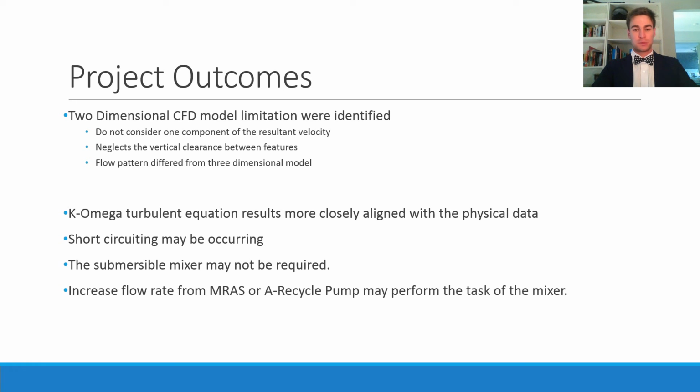The use of submersible mixers may not be required by increasing the flow rate from either the MRAS pump or the A-recycle pump. It is again recommended to extend the CFD model to include all of the anoxic zones to better understand how the increased flow rate performs within each zone.